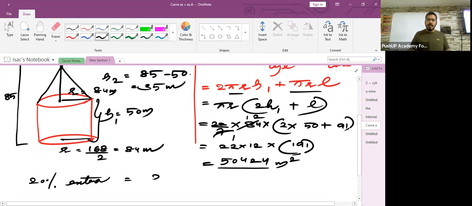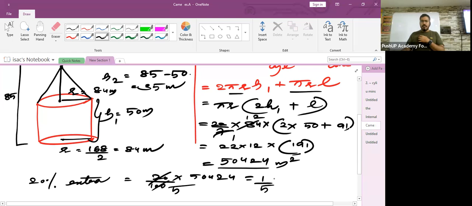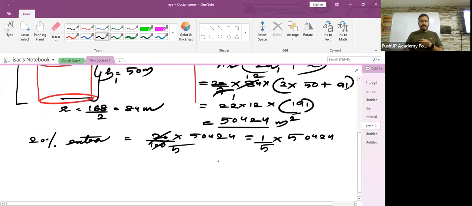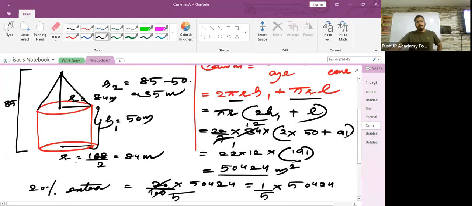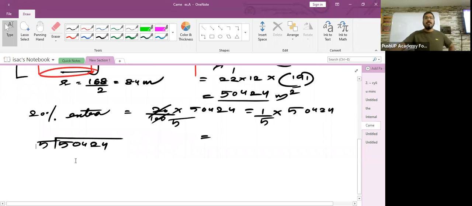20% extra will be 20 by 100 of the actual area of the canvas needed. So 20 by 100 is what? 1 upon 5. So 1 upon 5 into 50424. Now let's divide this. 50424 divided by 5. Get me the answer. I want you all to get me the answer correct to one decimal place, okay? Minimum one decimal place.